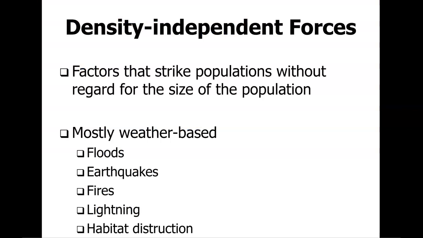So density-independent forces, like we said, are factors that strike populations without regard to the size of that population. These are mostly weather-based, so it's things like floods, earthquakes, fires, lightning, and habitat destruction. These things can affect the population size, but it's basically done by external factors.